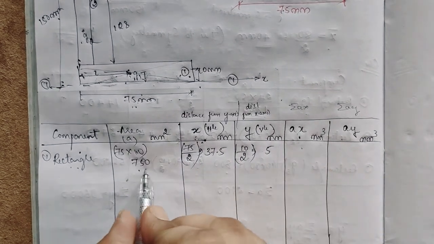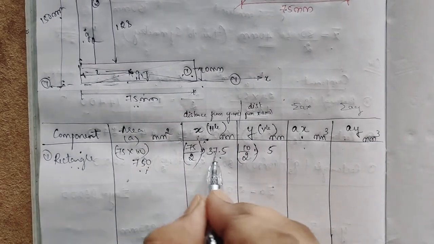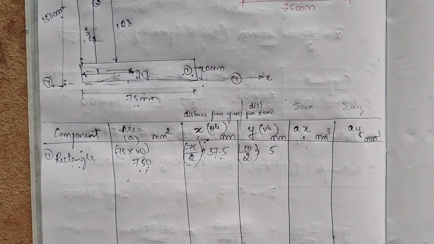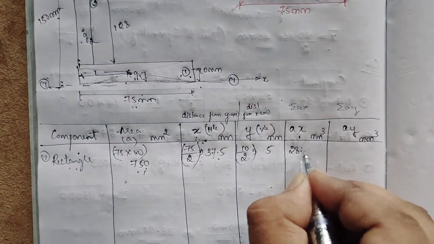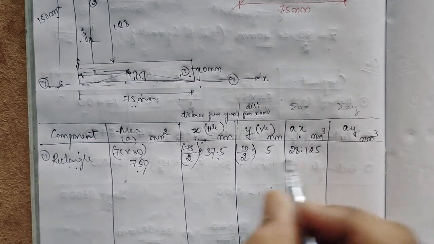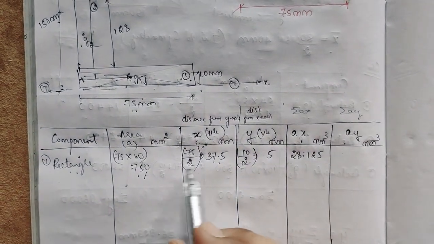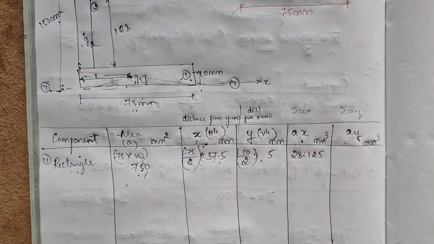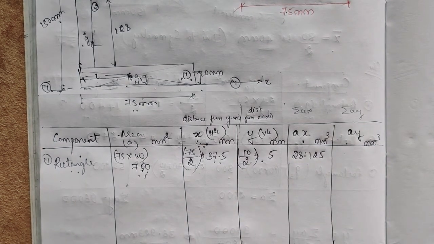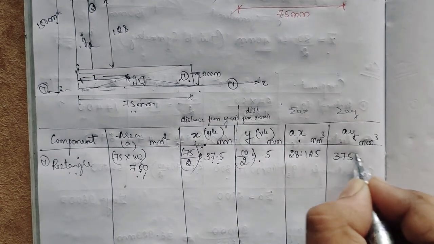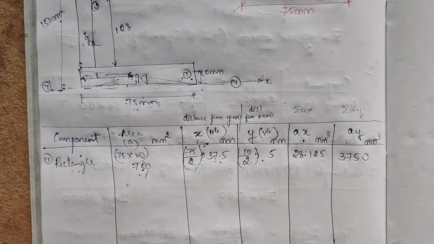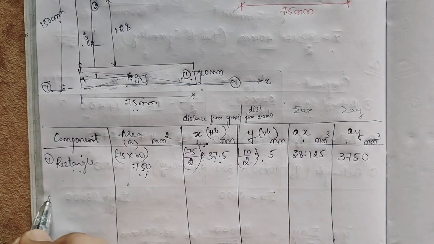Next, A into x, this column into this column. So 37.5 into 750 is 28.125. Next, A into y, 750 into 5, it is 3750. So this was about the first rectangle.